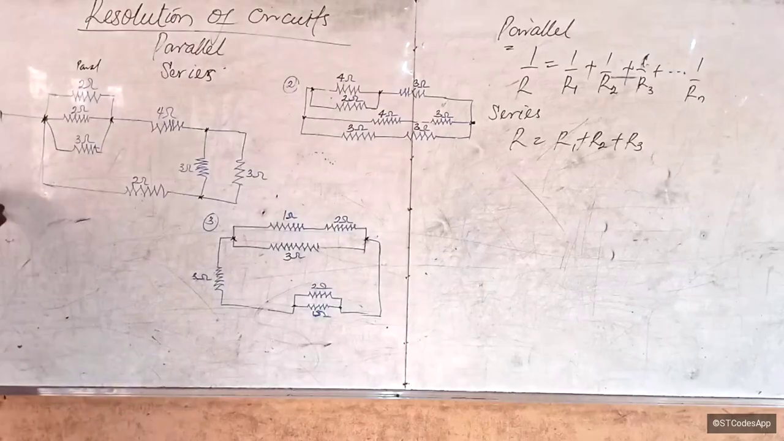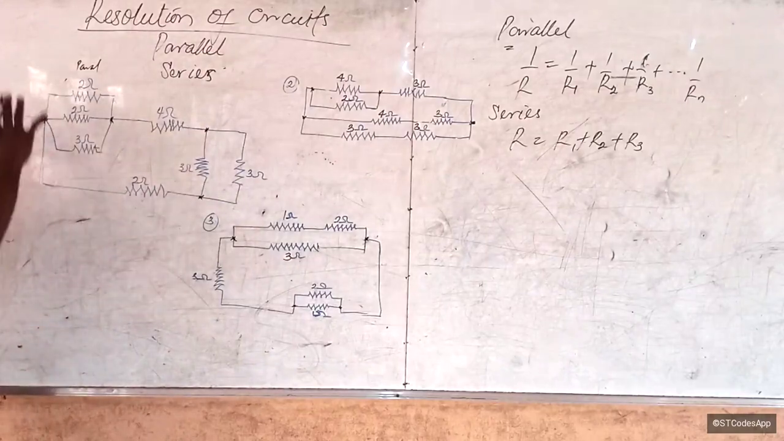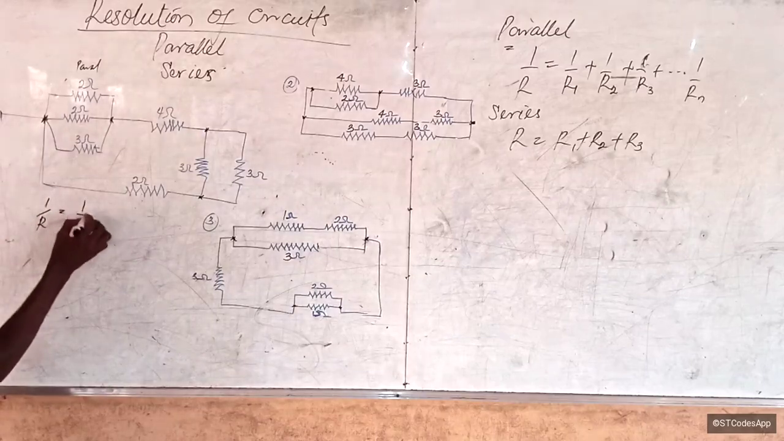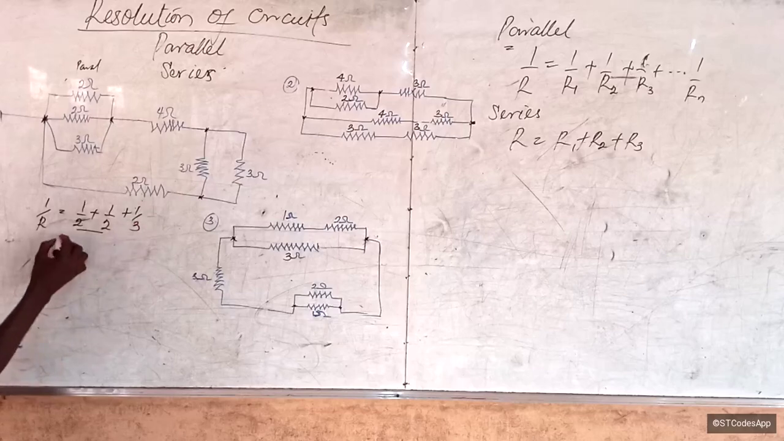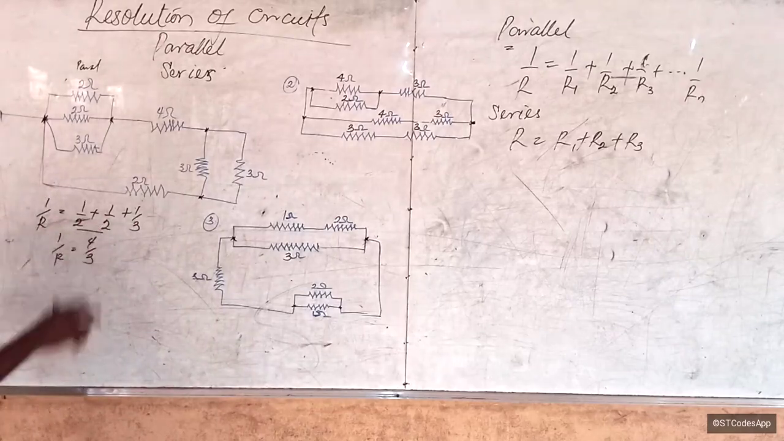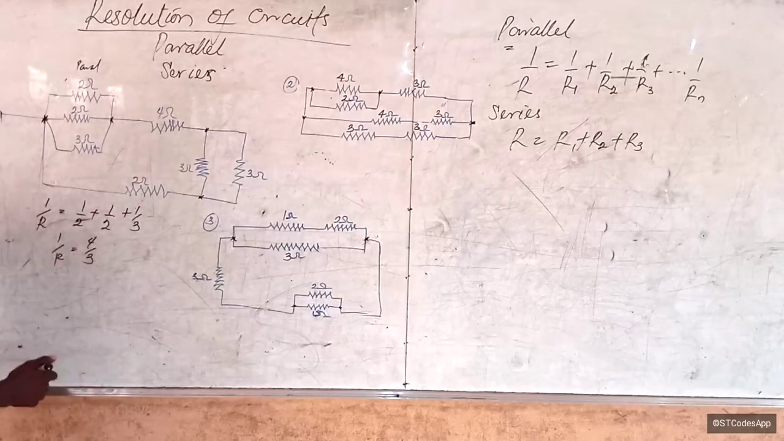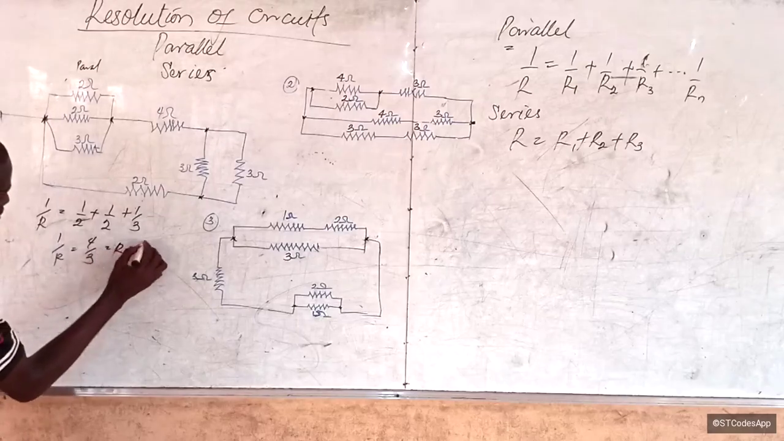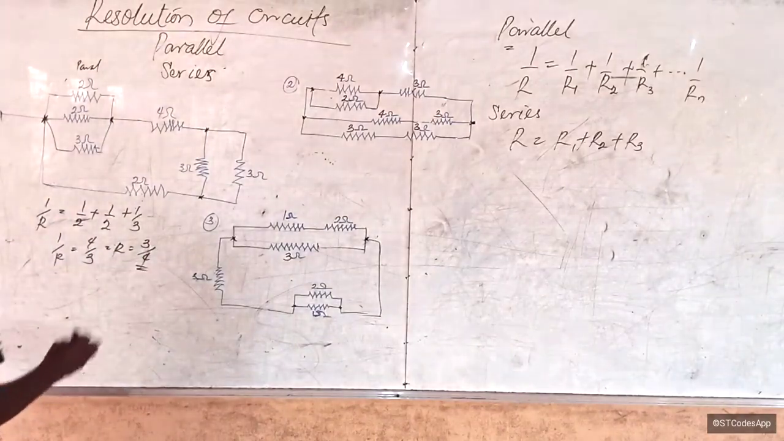So let's resolve these in parallel. We're going to have 1 over R equal to, you can name them R1, R2, R3, R4 if you want, but let's just solve it directly. 1 over R will be equal to 1 over 2 plus 1 over 2 plus 1 over 3. Half plus half is 1, and 1 plus 1 over 3 is 4 over 3. So R will be equal to 3 over 4, which is 0.75. Yes, so now we have resolved this.